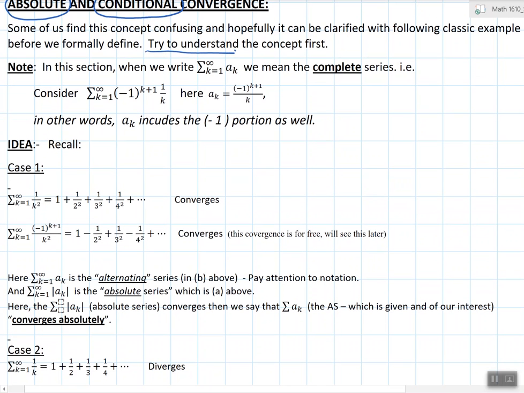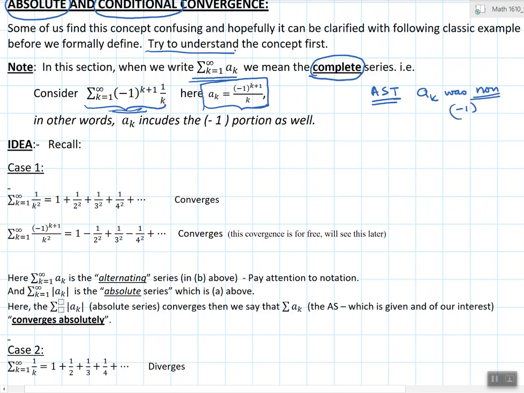First thing is, in this section, when we write a series in this manner, we mean that this is the complete series. So suppose you have this series. From now onwards, when you see this as the series, a_k is the complete term, the full term that we are talking about. In the alternating series test, remember, a_k was the non-negative portion; we were just picking out the functional part of it. But here a_k is the complete thing. Please remember this subtle point. In other words, a_k includes the negative 1 portion.